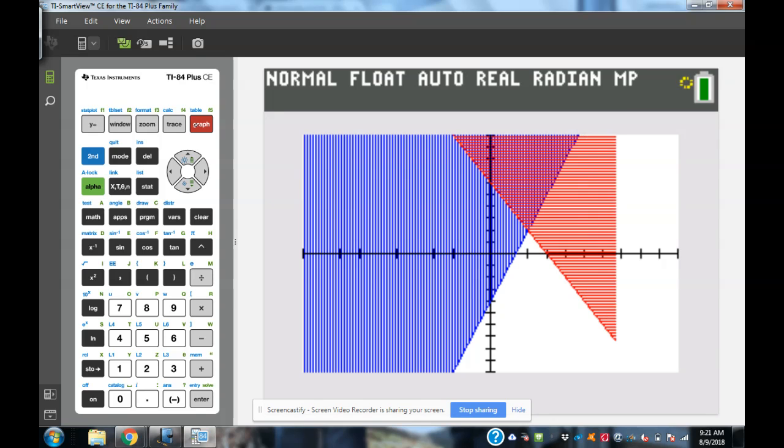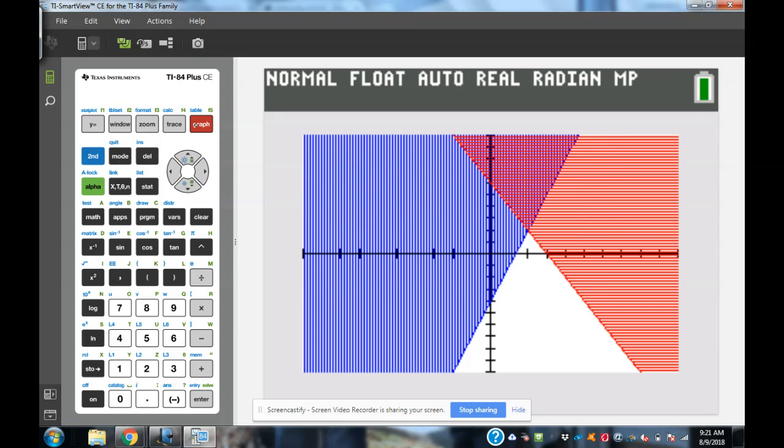There we go. So double greater than, we got that V shape in the middle. So you can verify things with the graphing calculator if you want to.